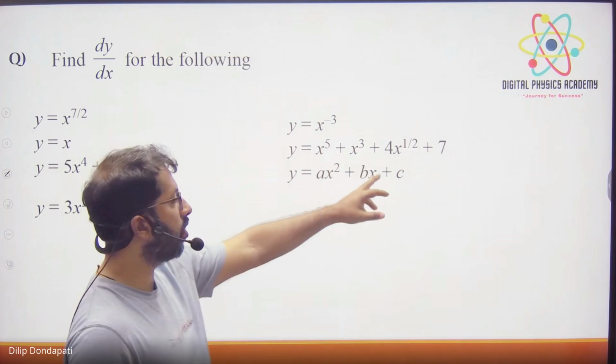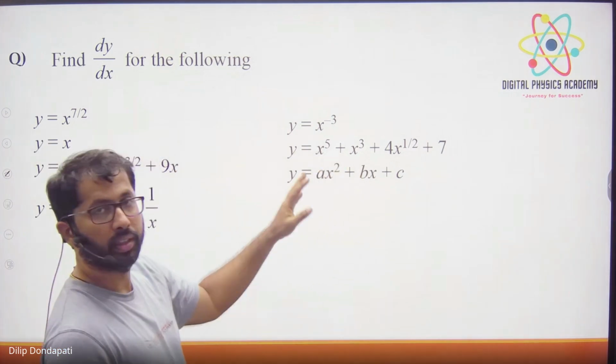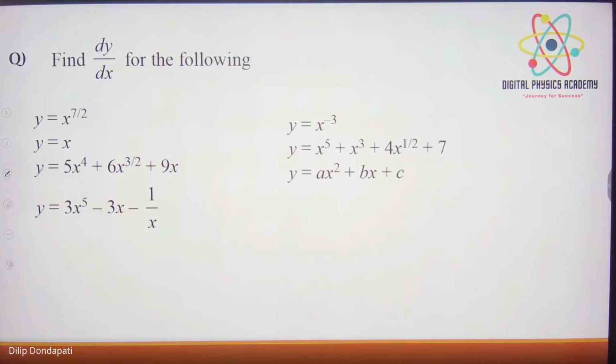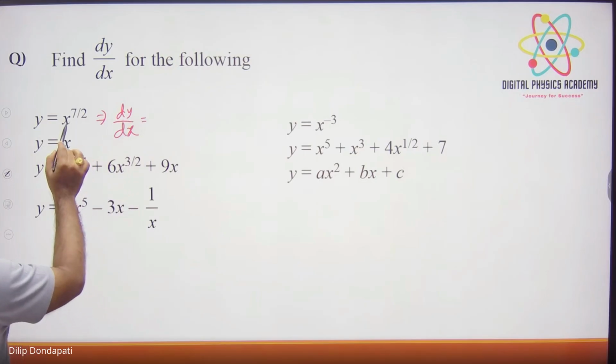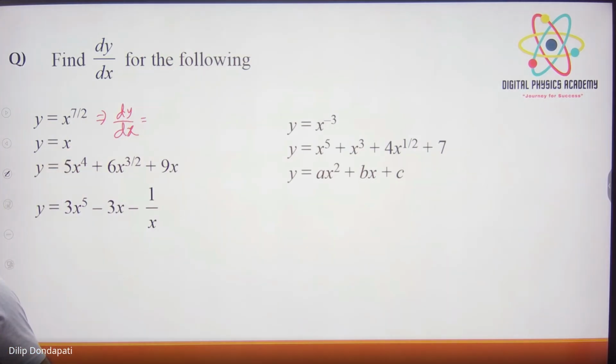In this, a, b, c are constants. They will come outside. First one, you know. Tell me dy by dx, first one, how much will it be? Only of it. Tell me. X to the power n, how much is n? 7/2. Good. Now tell me.